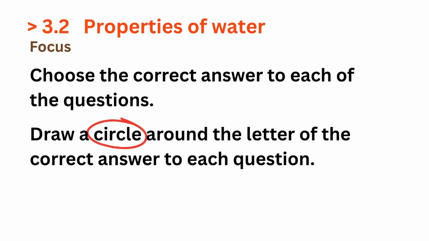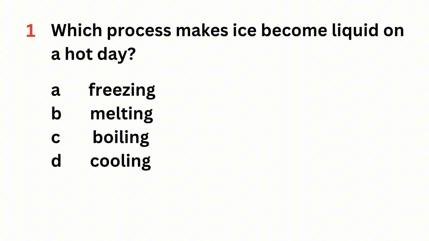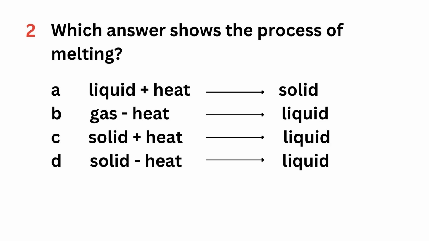3.2 Properties of water. Focus. Choose the correct answer to each of the questions. Draw a circle around the letter of the correct answer to each question. Number 1. Which process makes ice become liquid on a hot day? B. Melting. Question 2. Which answer shows the process of melting? C. Solids plus heat becomes liquid.